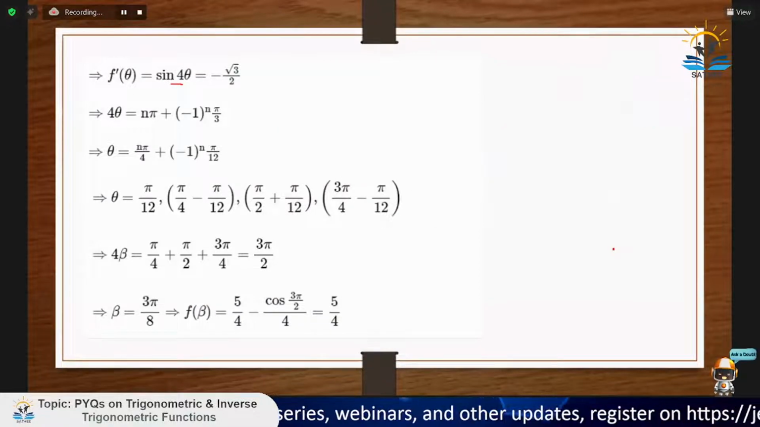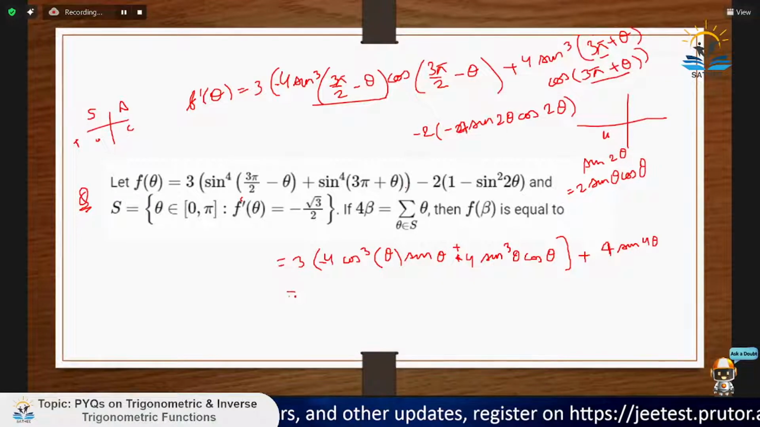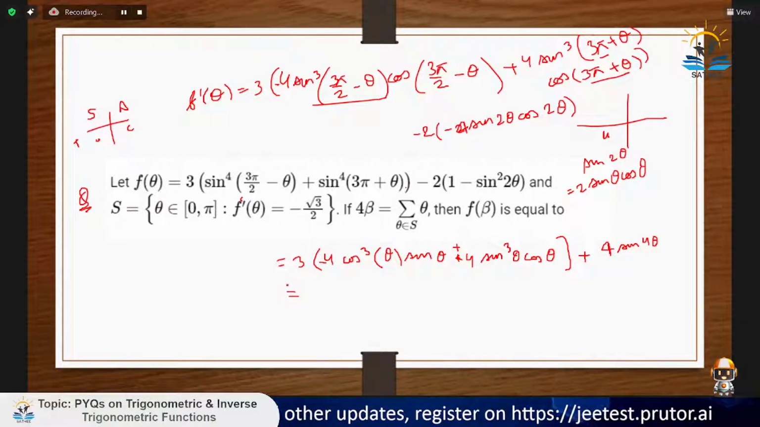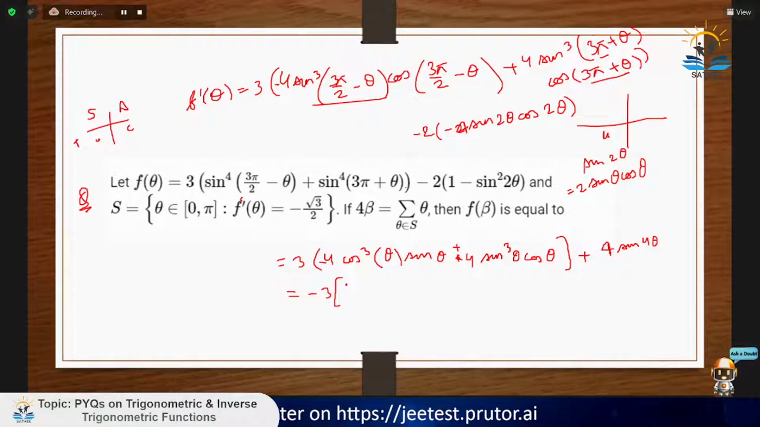Okay, but I need to make it sine 4 theta only. So this thing is equal to, if I take minus outside, I will be getting minus 3 times, take 4 sine theta cos theta common.